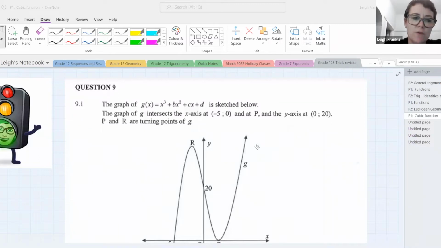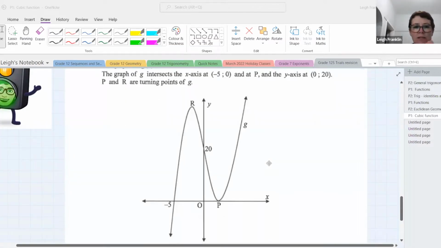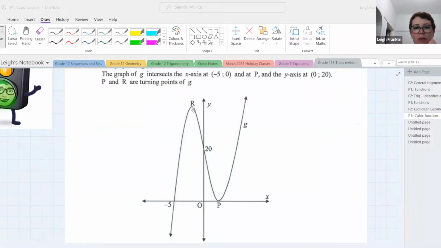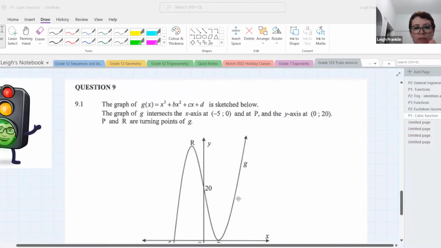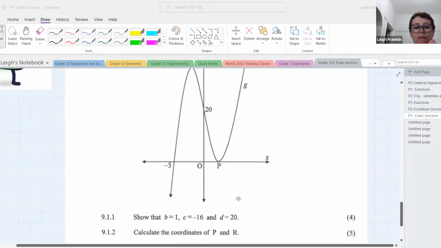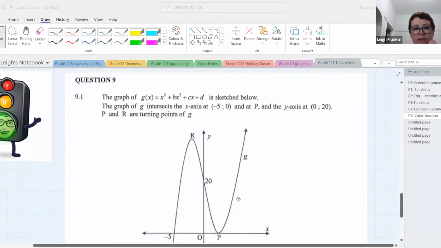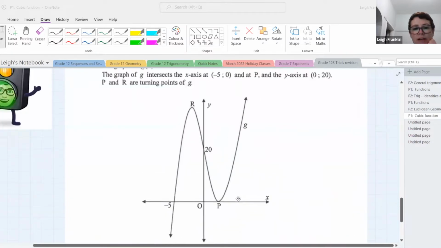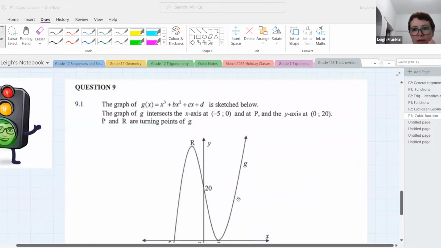They've given us the graph of g of x. It is the graph of x cubed plus bx squared plus cx plus d, and it's been sketched. And the graph of g intersects the x-axis at -5, so that's been drawn for us, and at p, and the y-axis at 20. So p and r are the turning points. And they want us to show that b is 1, c is -16, and d is 20.